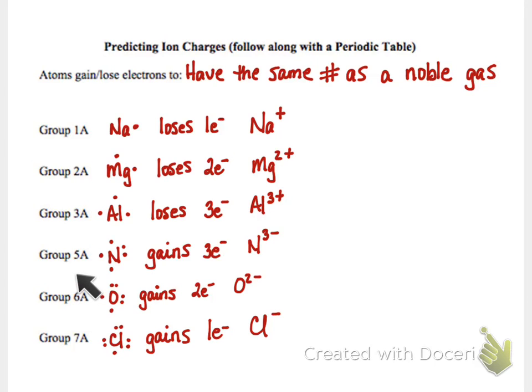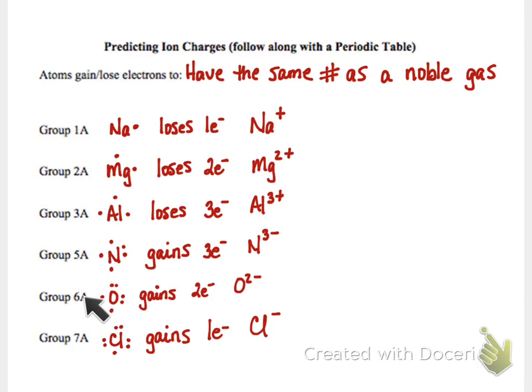Then we go over to group 5A, which is where nitrogen is, and so we draw 5 dots. And now you could either lose 5 electrons, but that's too many electrons to move around. But nitrogen can gain 3 electrons so that it has 8, the same as a noble gas, and that will give it a charge of -3. So nitrogen makes an anion with a -3 charge.